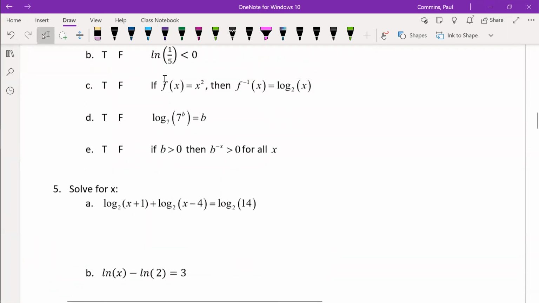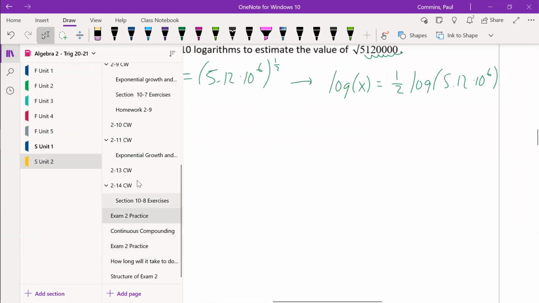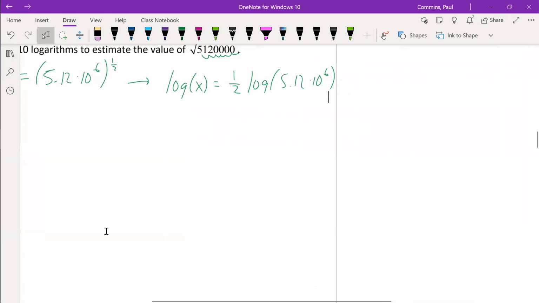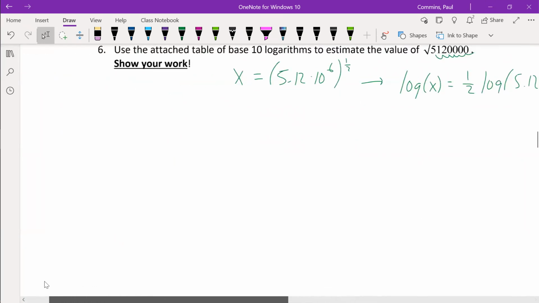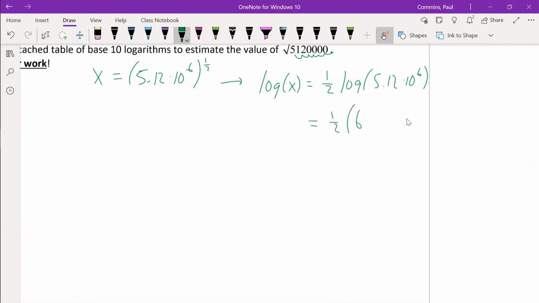7093, I think it was, I hope. So 1/2 times put a 6 because it's plus 6. 0.7093. And divide by 2. 2 goes into 6 3 times. 2 goes into 7 3 times.